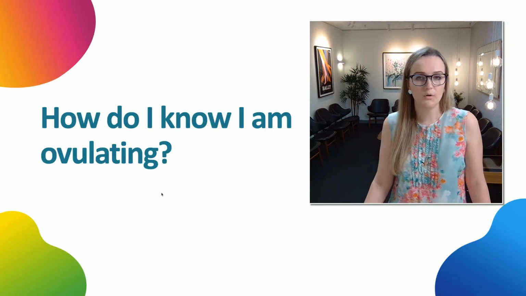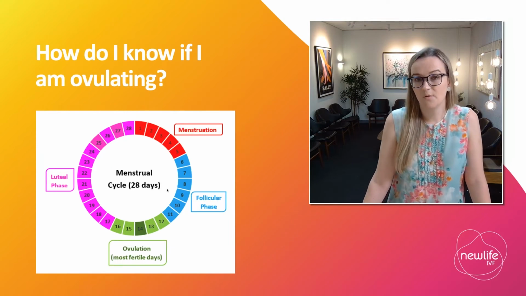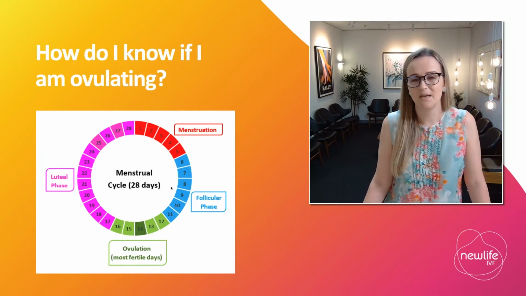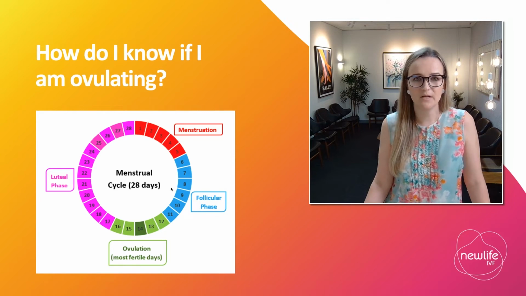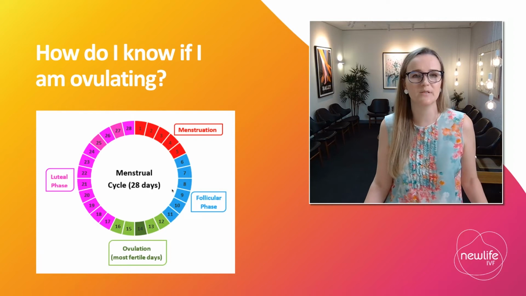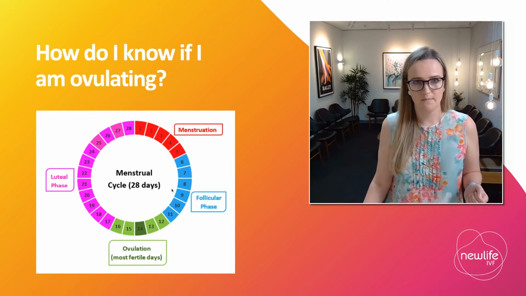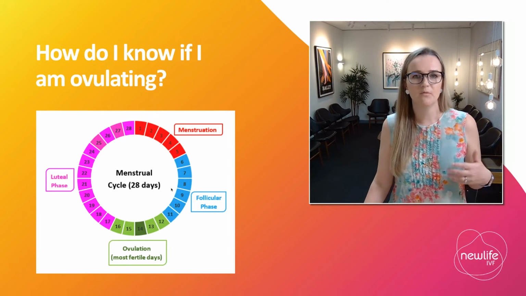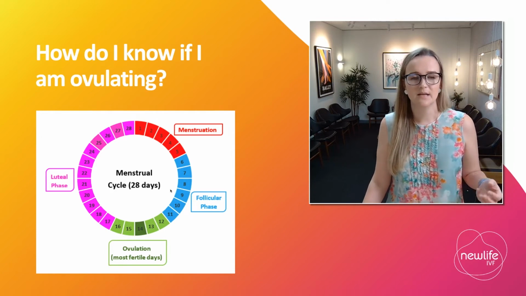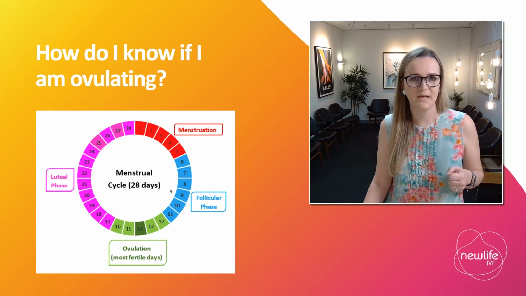So how do you know if you are ovulating or not? Well, the simple answer is that if you're having regular periods, then that means you are ovulating. A period is the result of an ovulation event occurring approximately 14 days prior and then not falling pregnant, and so a period comes. So if you're having predictable periods that are coming roughly every month, then you're most certainly ovulating.